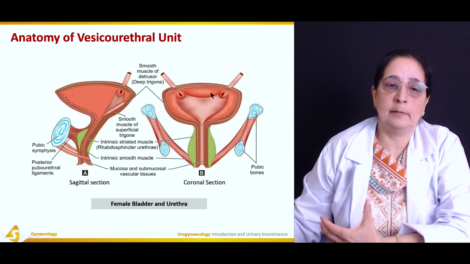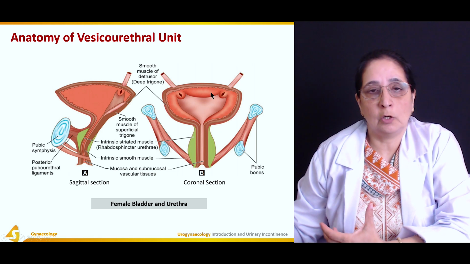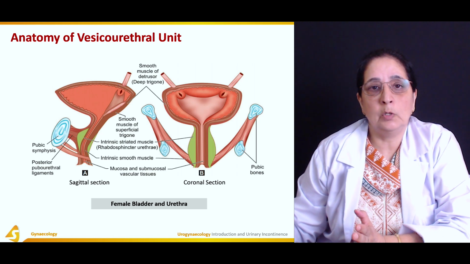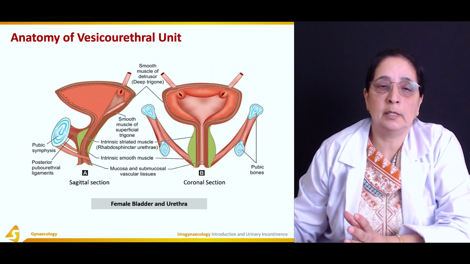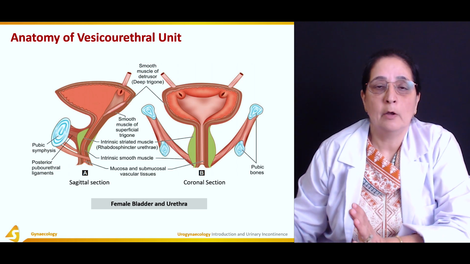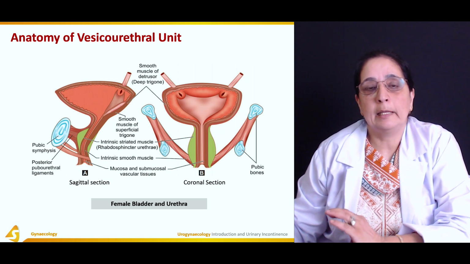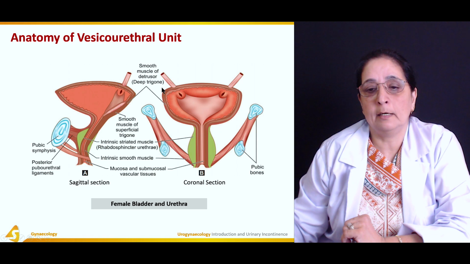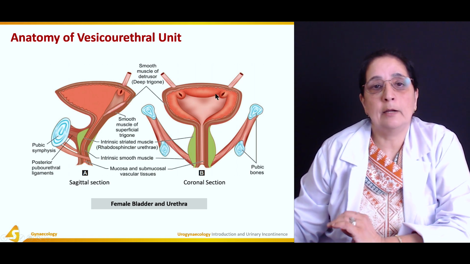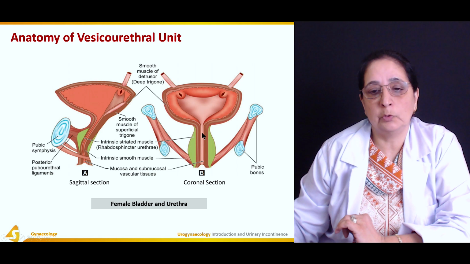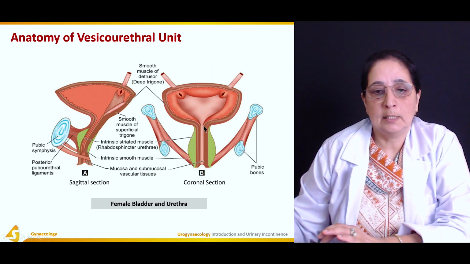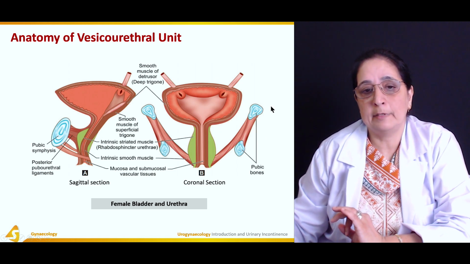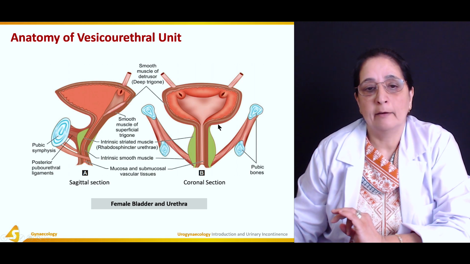So the urinary system is basically composed of the kidneys, because urine is formed in the kidneys. From the kidneys, the ureters carry the urine to the urinary bladder. Here is the urinary bladder, the openings of the ureters, and then from the bladder it goes out through the urethra. So this is the sagittal section, and this is the coronal section of the vesicourethral unit.